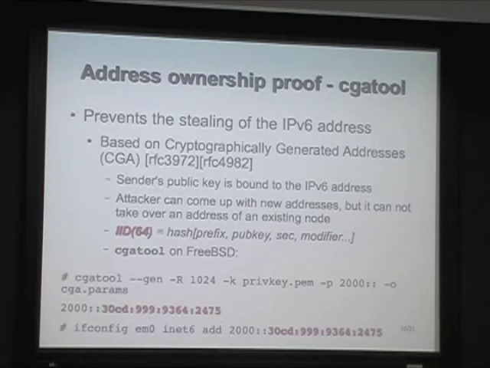On BSD, we generate CGAs with cgatool. cgatool was originally developed by DoCoMo some time ago. And here's the example. We can just say the length of keys that we want to use, and the prefix, which is 2000, and the output file is the CGA parameters. These are parameters that are sent as a part of neighbor discovery to the other node, so that the other node can recompute the interface identifier to verify that the hash is matching.